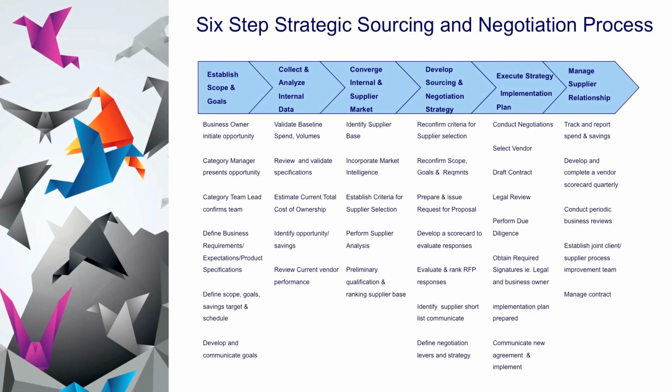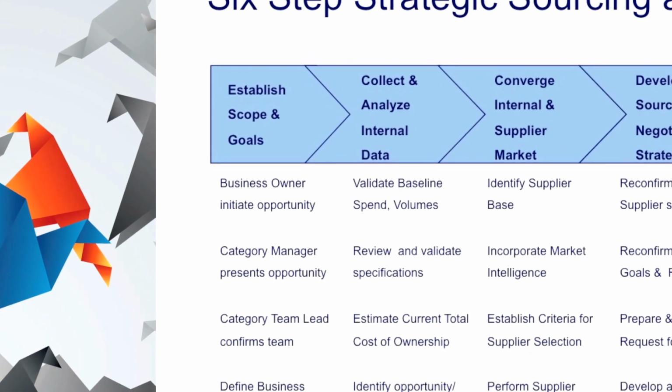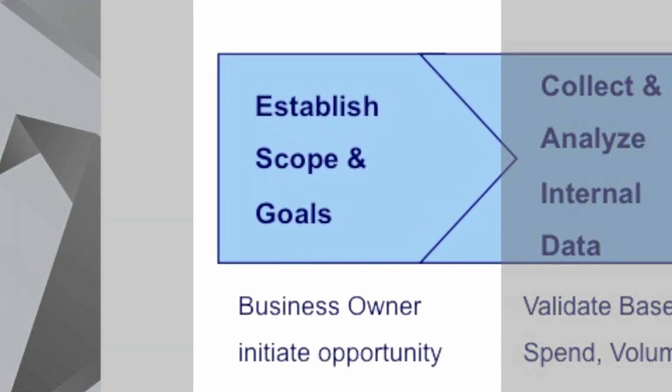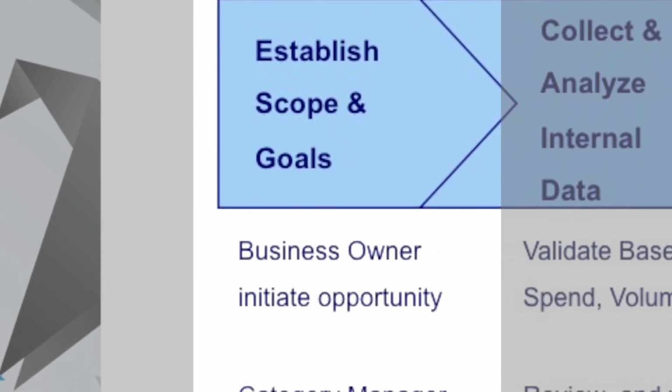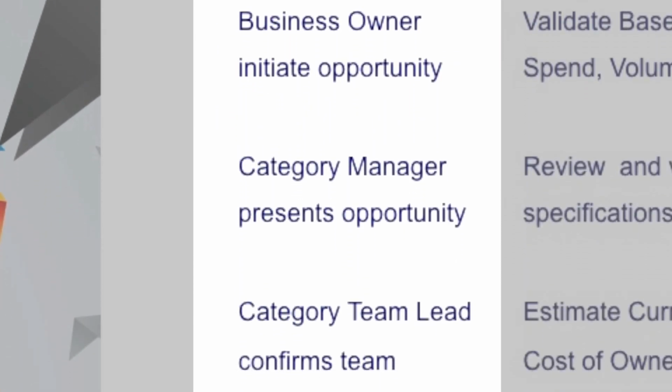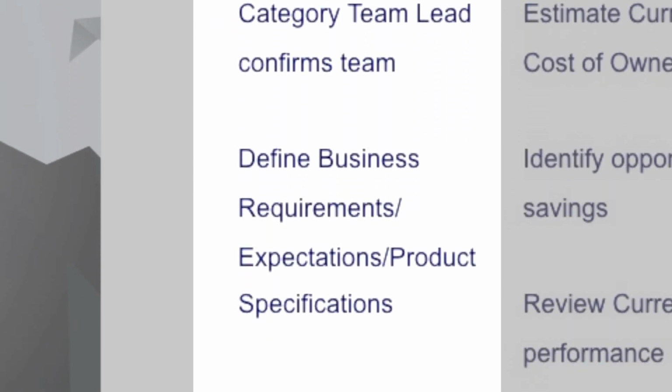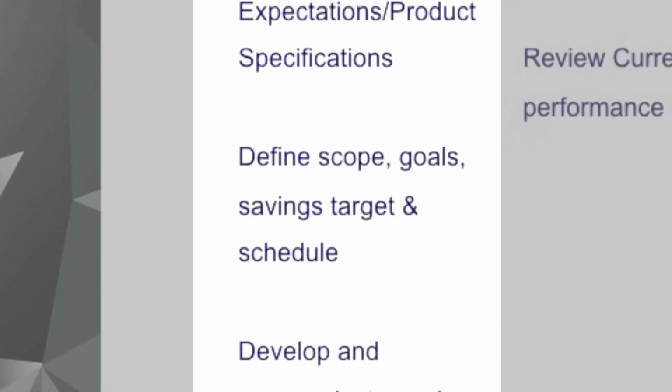So then there's the stages of sourcing. We've got 6 stages that we would typically go through. So the first phase is establish the scope and the goals, and this is the initiation process. So if I'm looking at a contract that's currently in place, when is the renewal? I need to notify my stakeholders, I need to notify legal, I need to notify the incumbent that we're coming up and we're starting to prepare.